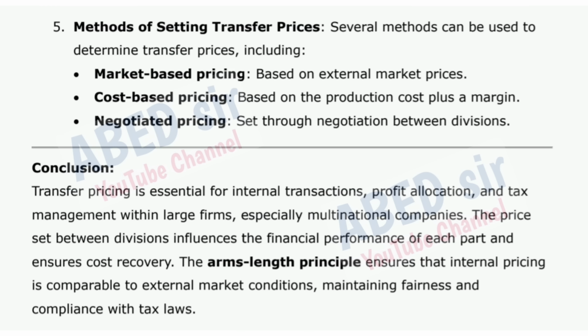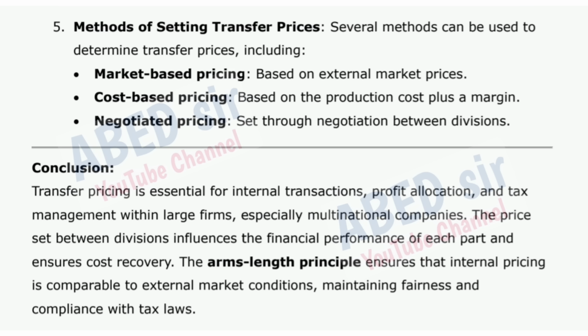5. Methods of setting transfer prices. Several methods can be used to determine transfer prices, including market-based pricing based on external market prices, cost-based pricing based on the production cost plus a margin, negotiated pricing set through negotiation between divisions.